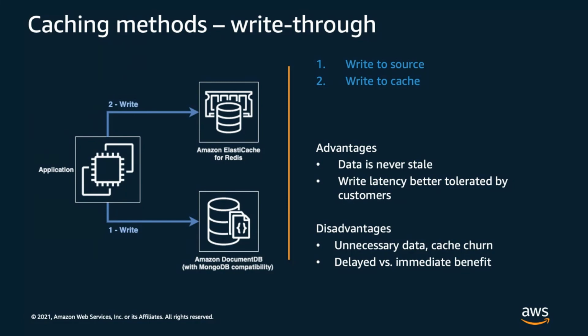Now, there's also cache churn. What I mean by that is most data is never read, which could be a waste of resources. Since you're always writing it no matter what, it's not guaranteed that it's always going to be read.